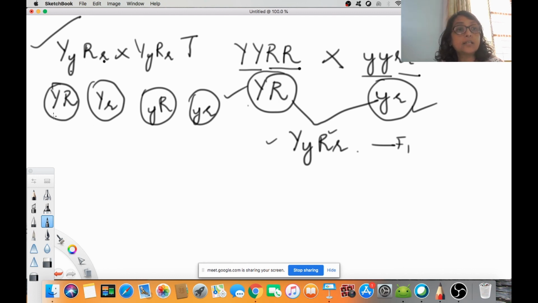So what have we seen here? There is independent assortment. Capital Y should not always be with capital R. It can be also with a small r. Small y need not always be with a small r. It can also come with capital R. And this is the law of independent assortment.